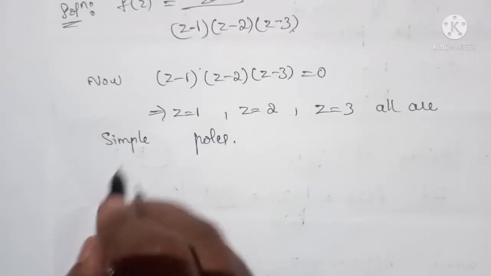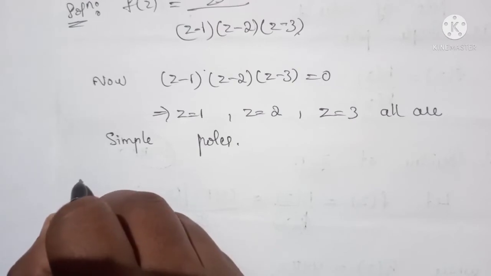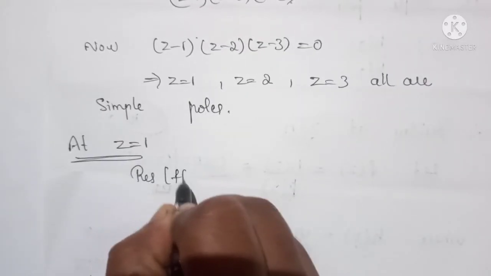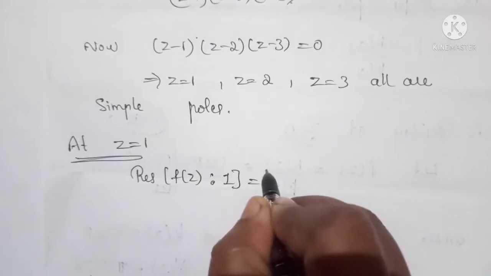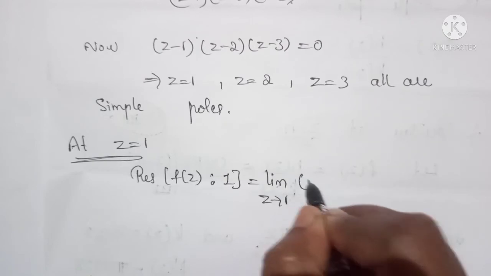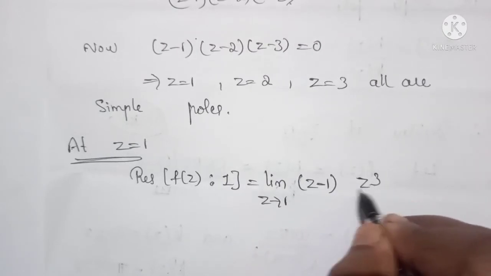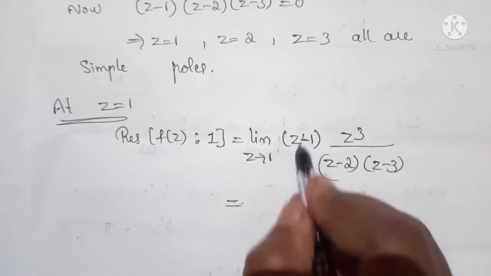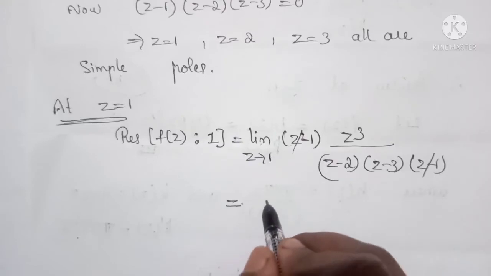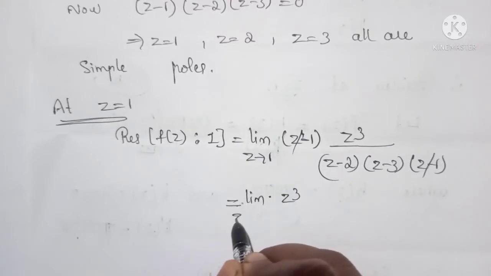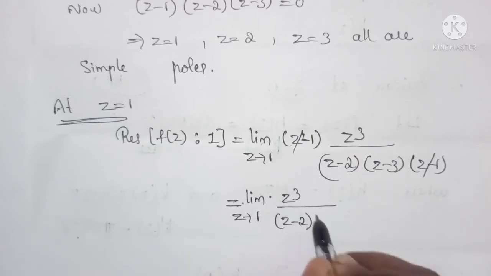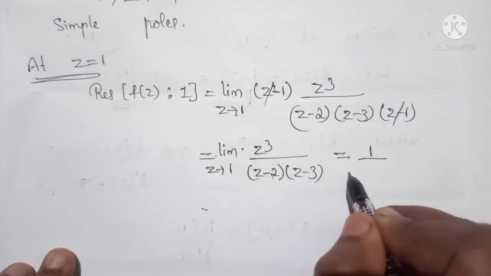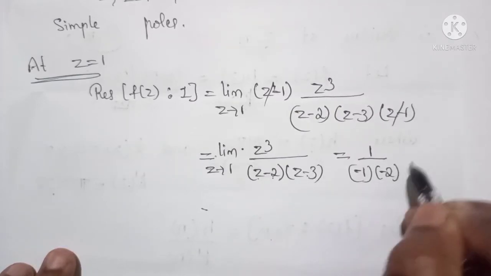Therefore use the first formula. At z equals 1, the residue of f of z at z equals 1 is the limit as z tends to 1 of z minus 1 into f of z, which is z cube divided by z minus 2, z minus 3, since z minus 1 cancels. Evaluating the limit, we get 1 divided by minus 1 into minus 2, which equals 1 by 2.